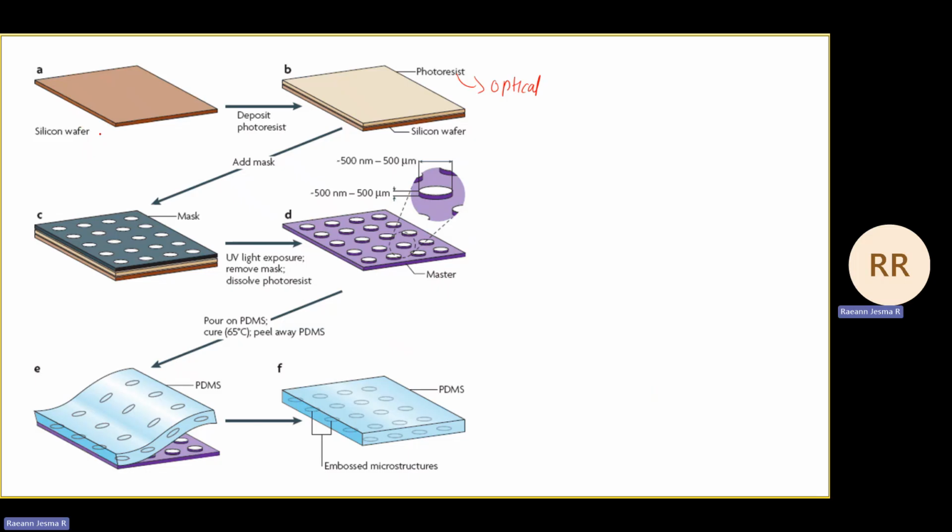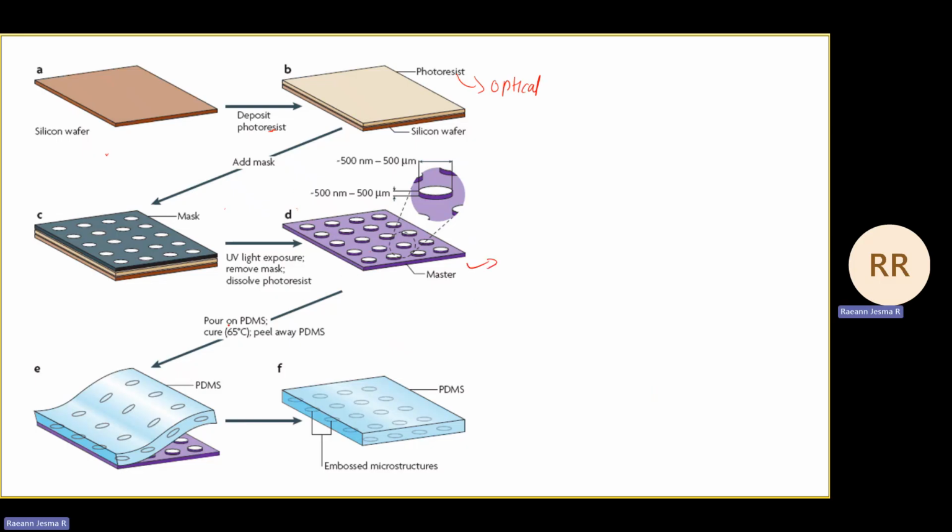So the first step in this is making a master mold. We take a silicon wafer, then we deposit photoresist on it. Then we will have a mask with a particular pattern, and then we will have a UV light exposure. Then we will put this substrate in a developer. The photoresist will get dissolved, and we are left with this kind of pattern. That means the exposed region remains, whereas the unexposed region is removed. So we can say we are using some negative photoresist for this kind of pattern. So this is our master mold.